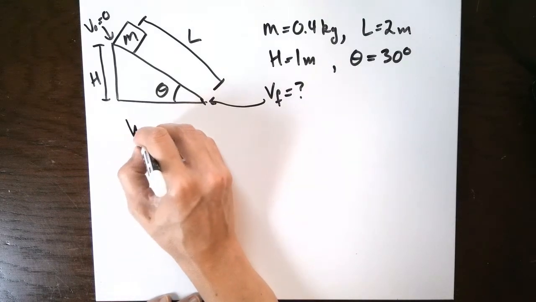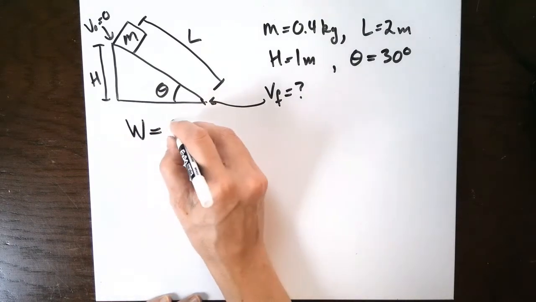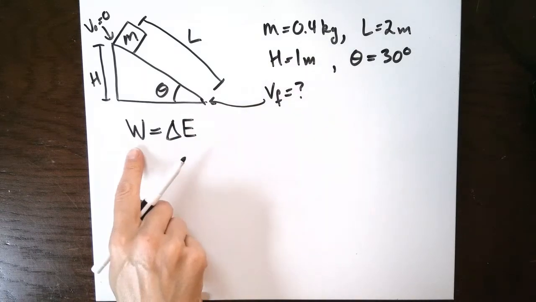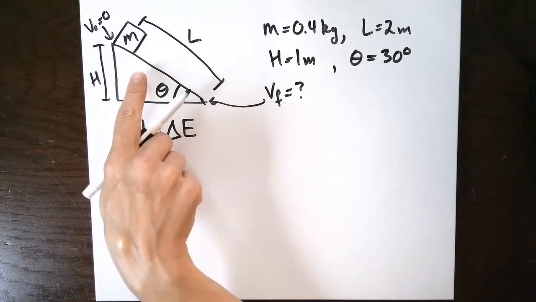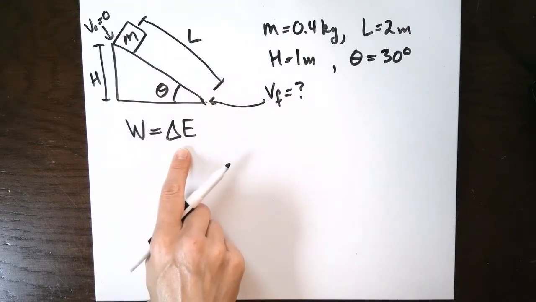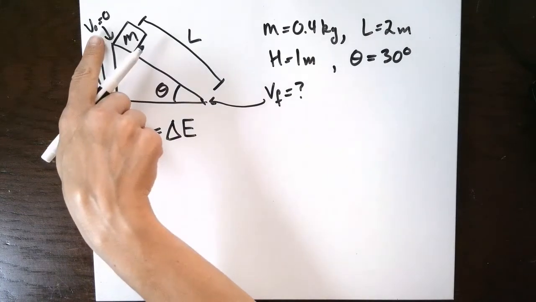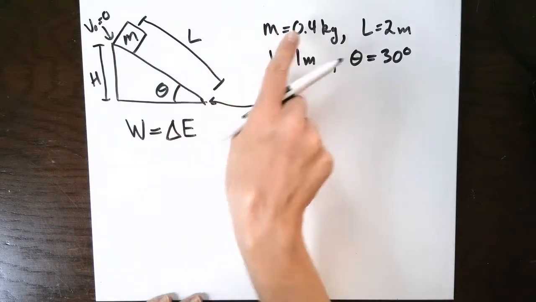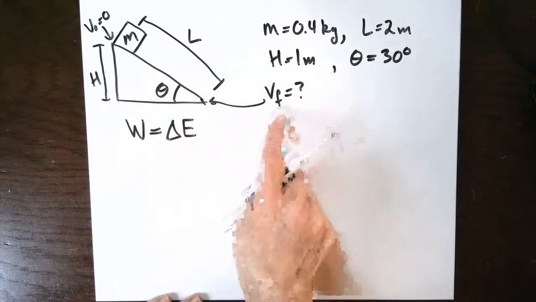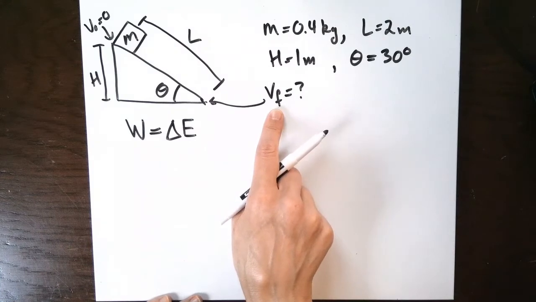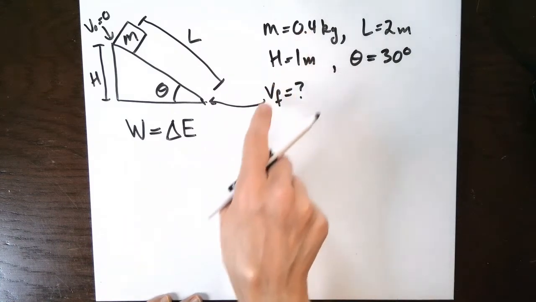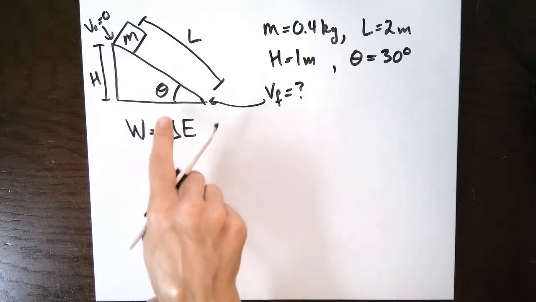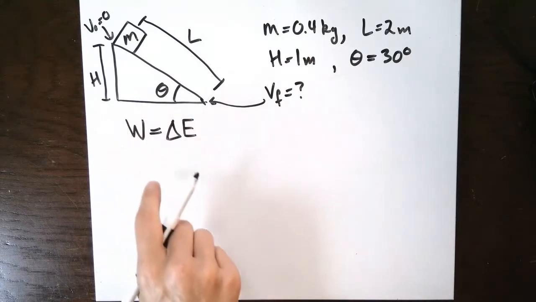Well, work is equal to the change in energy. So for work, I guess we need to know what forces were acting on this, and for energy, well, we know something about the initial kinetic energy. We have the velocity and we have the mass, so we can find kinetic energy at the start, and we're interested in the speed at the end. So with the mass and that, we've got something about the final kinetic energy. So maybe this is okay.